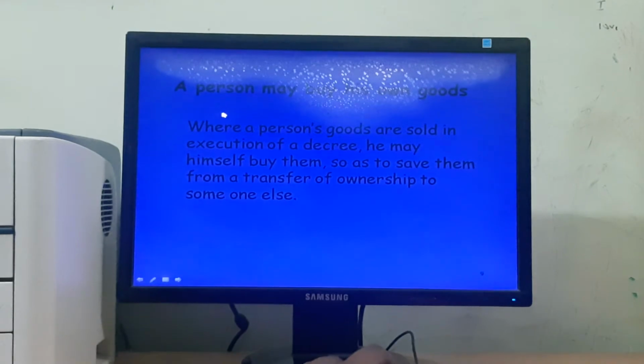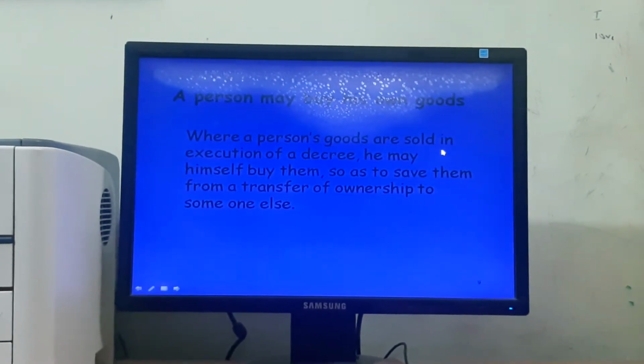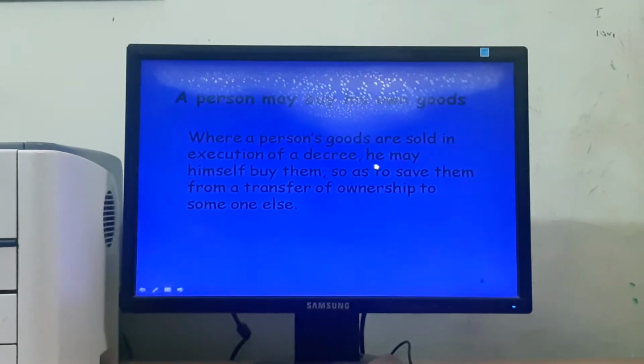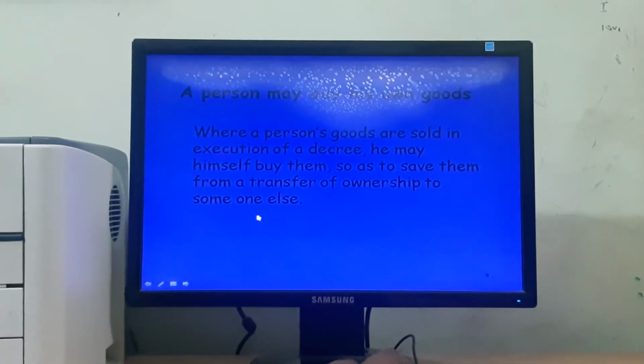In a contract of sale, there are two parties, the seller and the buyer. These two parties make an agreement between them to transfer the property in goods to the buyer for price. For example, Mr. A and B own a typewriter machine. Now, if Mr. A sells his part ownership to Mr. B, then Mr. B will become the full owner of the typewriter machine. A person may buy his own goods. For example, where a person's goods are sold in execution of a decree of a court, he may himself buy them so as to save them from a transfer of ownership to someone else.